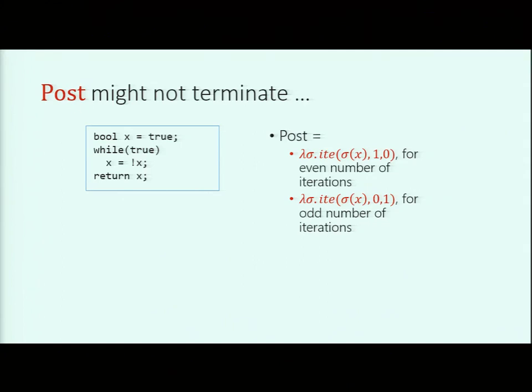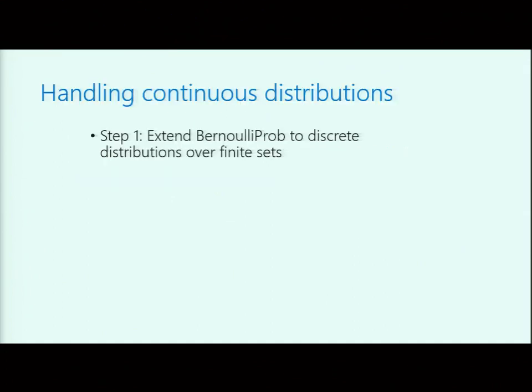There are cases where the algorithm might not terminate. Here's an example. I have a really simple program where x equals true, and I keep toggling x forever, and then return x. It turns out that if you run the algorithm that you saw earlier, which I skimmed through, it keeps toggling between two distributions. It thinks the distribution over x is either a point mass over 1 or 0, so it keeps flipping. So there are problems. It doesn't always terminate, but it works reasonably well in practice.